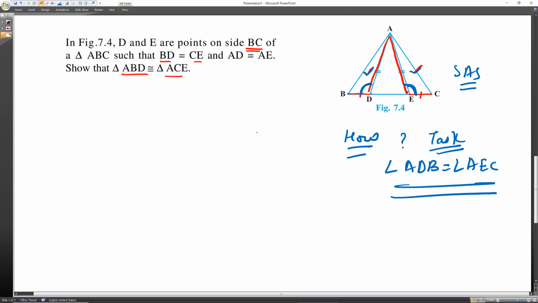Alvina, tell me, how will you prove? Alvina, you there? Yes, sir, I'm here. How will you be able to prove this angle will be equal to this angle? This is very simple. How will you be able to prove this one? Tell me.